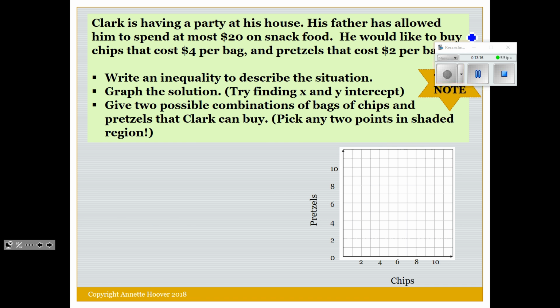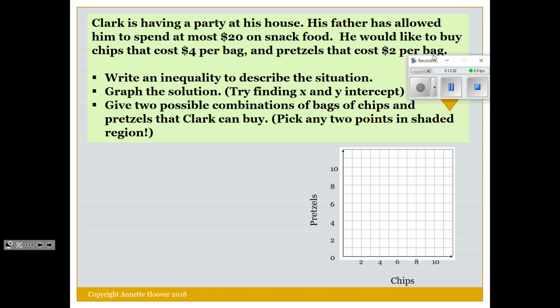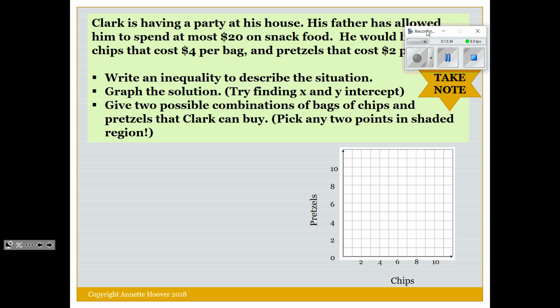Okay, let's look at this. Clark is having a party at his house. His father has allowed him to spend at most $20 on snack food. So his dad gave him a $20 bill and says, knock yourself out, can't go over this. He would like to buy chips that cost $4 a bag and pretzels that cost $2 per bag. So the question is how many combinations of chips and pretzels can he buy and how many of each?